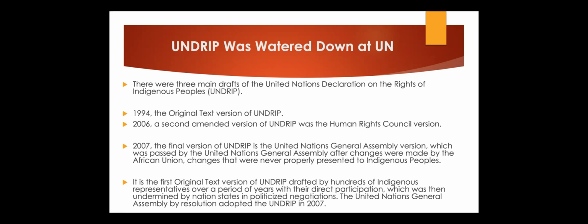But at the last minute, there were other changes made by the African Union, specifically Article 46, about nothing in the declaration being able to challenge the sovereignty or territorial integrity of the states. Those changes were never presented to Indigenous peoples when that declaration was adopted in New York City. And it's the first original text version of the UN declaration, like I said, that was drafted by hundreds of Indigenous representatives over a period of years with their direct participation. And that was subsequently undermined by politicized negotiations within the United Nations. Next slide, please.